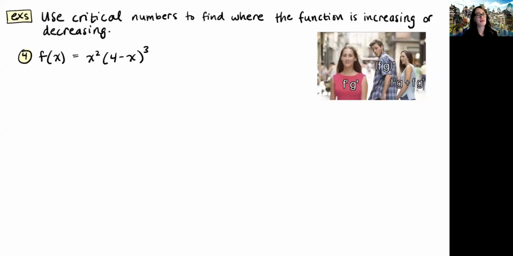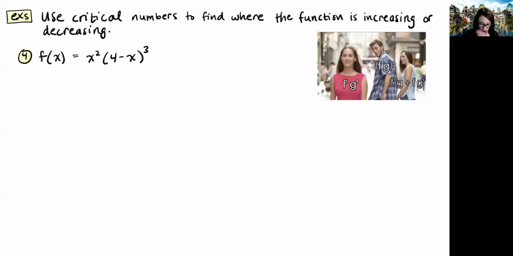In example 4, we have a really cool function that is also really cool to differentiate. So this one's going to be a lot of fun. We're going to analyze the behavior of this function, which is x squared times (4 minus x) all raised to the third power. We want to use calculus, so we're going to find the critical numbers, then make our sign chart and see where the function is increasing or decreasing based on the sign of the derivative.